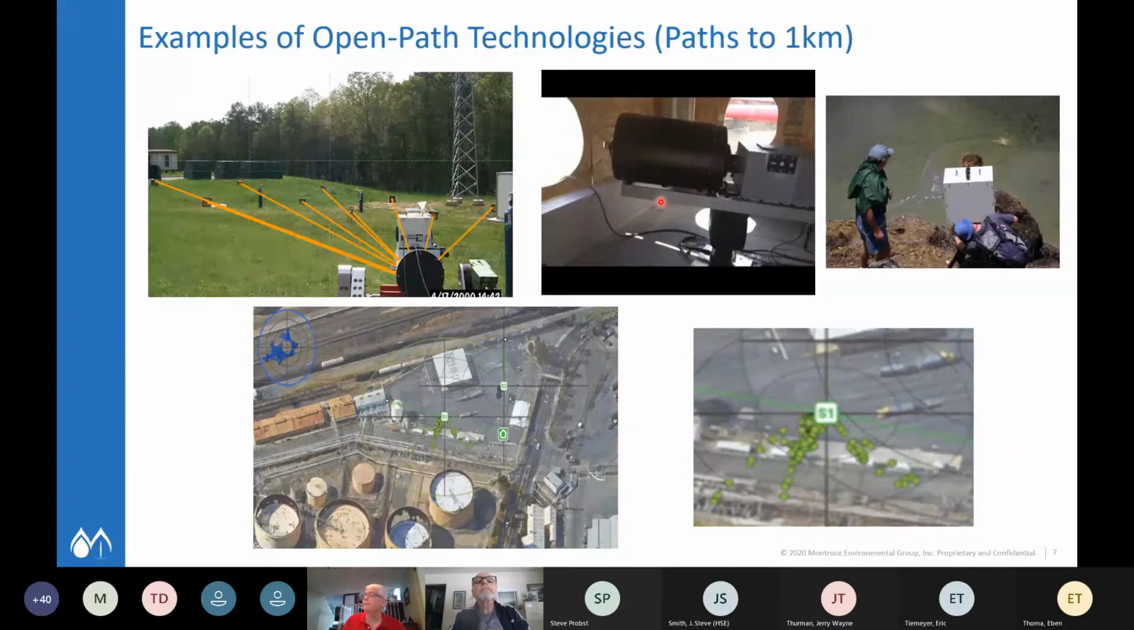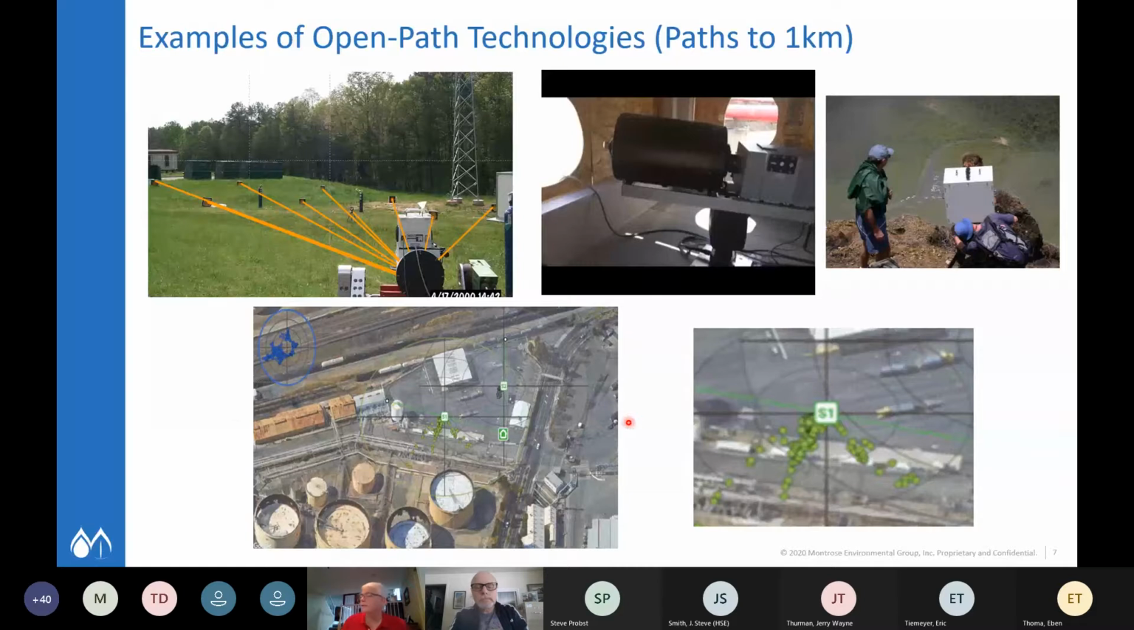So it aims through here, it hits however many retros it can hit on this side, and then it turns automatically over to this side, and then you'll pick up reflectors that are deployed that way. Here's some of the guys actually installing the retros.